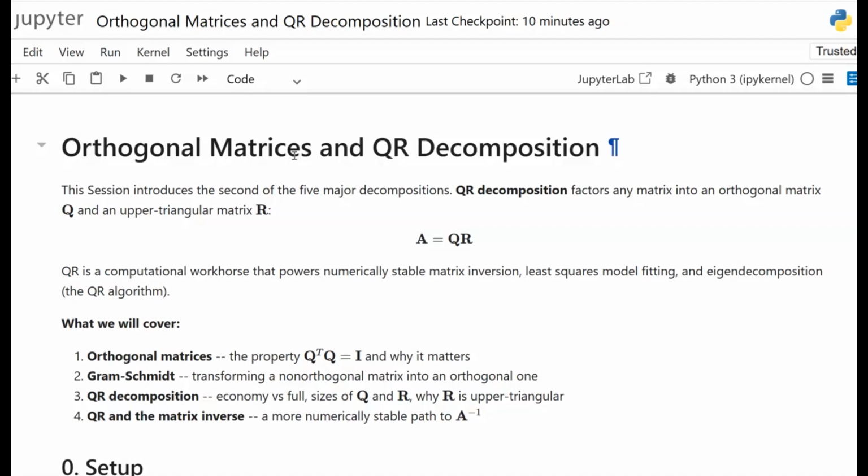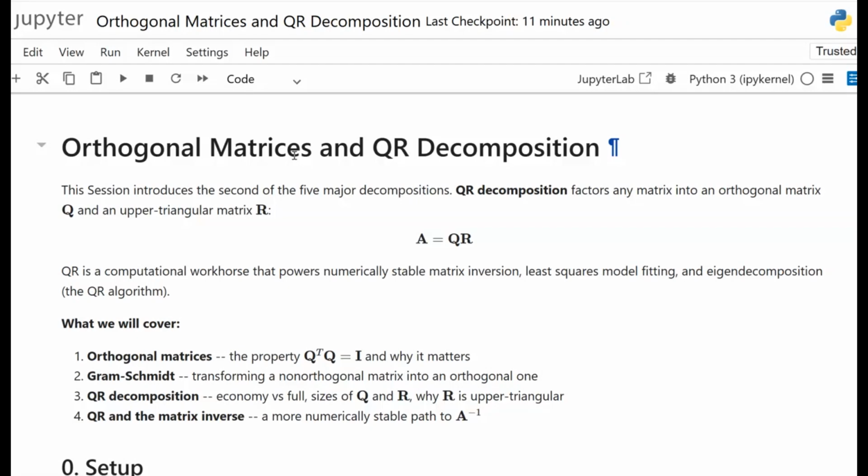Dear friends, a matrix that can rotate data without stretching it. A matrix that preserves distance, angles, and geometry. A matrix whose inverse is simply its transpose. Think about that for a moment. Most matrices distort information. An orthogonal matrix preserves it.